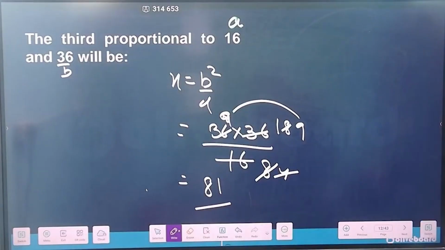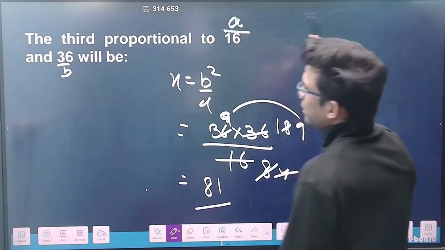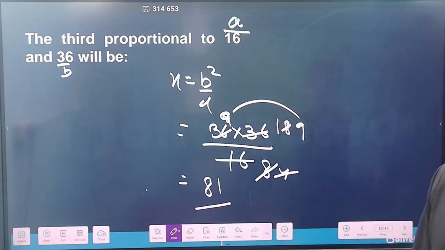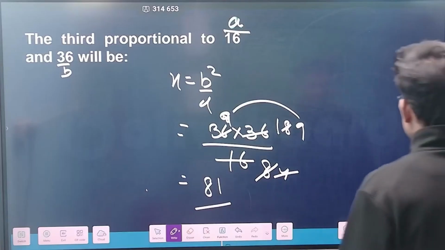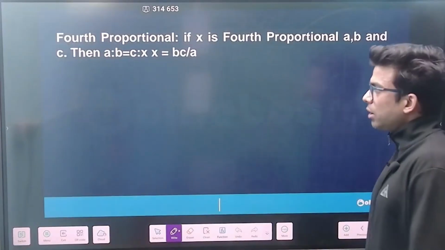Each and everything which I am making you solve is through logic. The question is, what is the third proportional to 16 and 36? For that you need to know the value of A and the value of B. So firstly I have assumed that the value of A is this and the value of B is that. Okay. I will be sharing this PDF on Telegram, so do not worry about it.